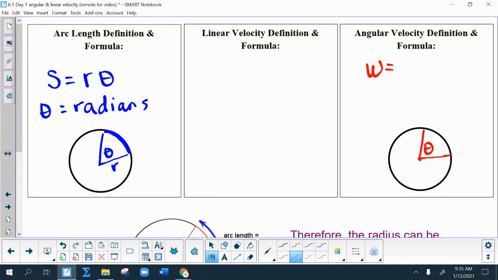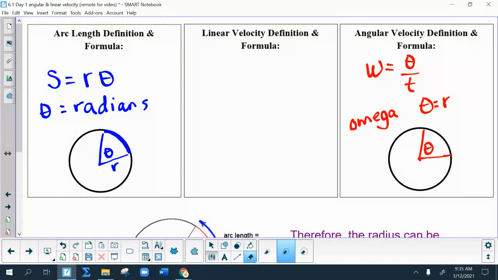And we would use this as our formula. That is omega. And theta, again, has to be in radians. Well, it doesn't have to be, but you would eventually have to change it to radians to do the linear velocity we're going to talk about here in the middle.